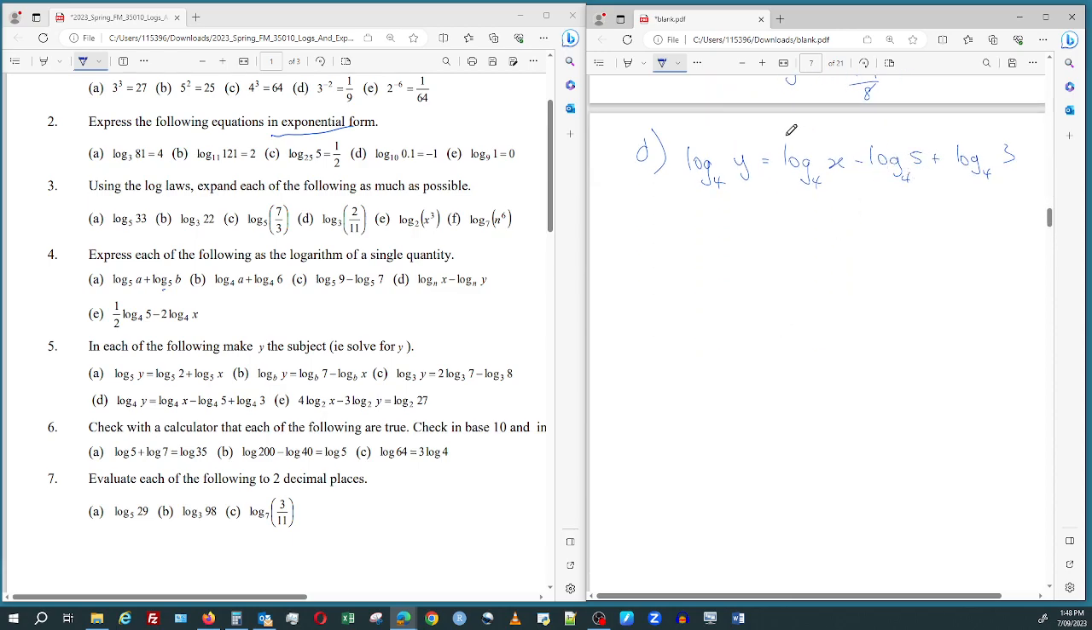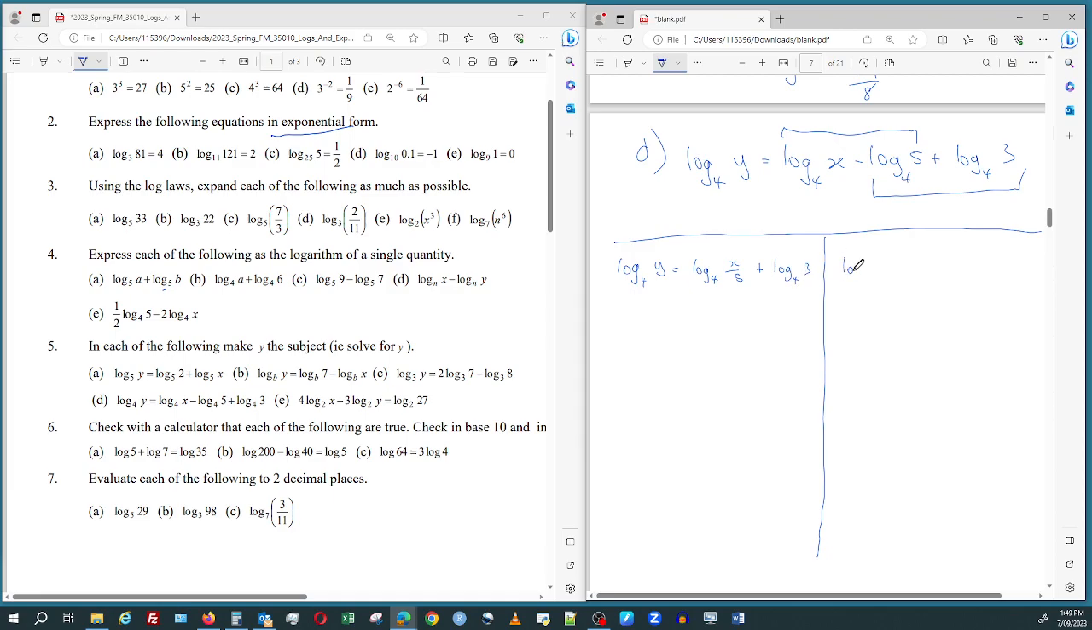Now which one do we do first? Do we do the minus first or do we do the plus first? Not sure. Which one do we do? So why don't we do both? Why don't we split that up and do both? We'll do one and then the other and see what we end up with. We get log 4 y. We're going to do this one over here, so it'll be a minus, so it'll be log base 4 with the x on 5 plus log base 4 3.